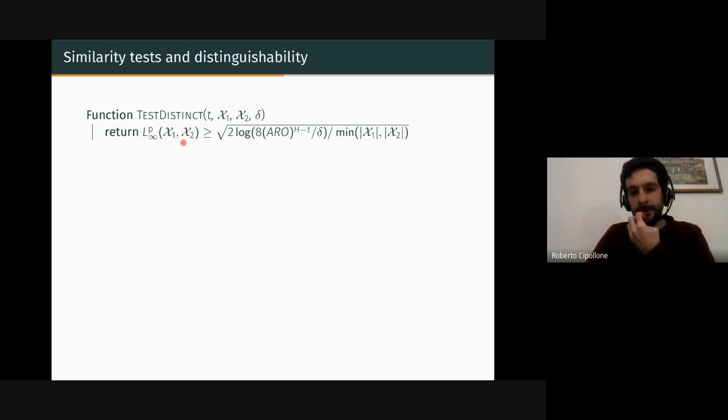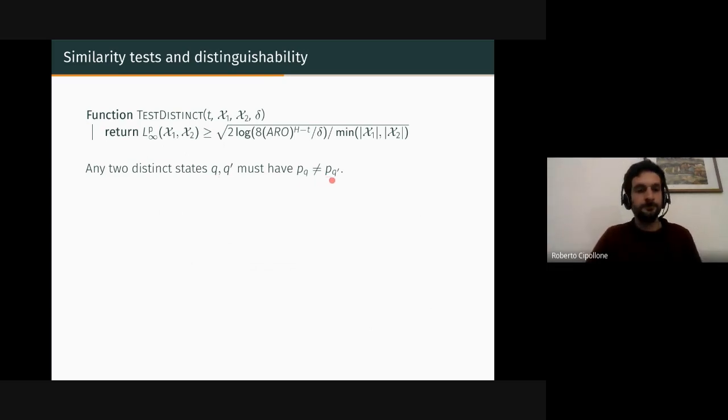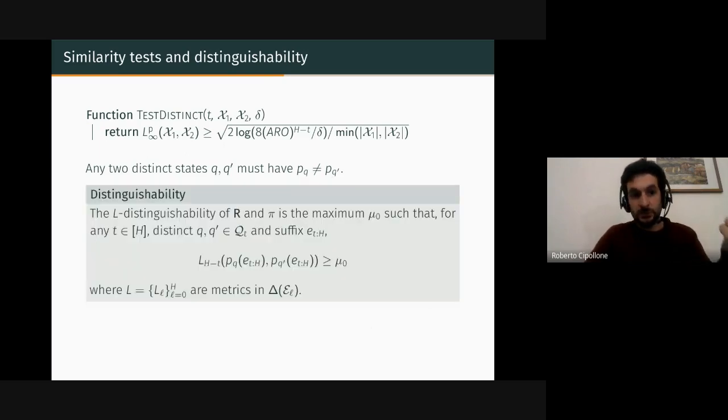So the test will compare the empirical distributions against this bound, but we need an assumption. So if two states in the RDP are distinct, we want them to look distinct in this distribution over suffixes. So if two states are different, they must have different distributions. That's why we add an assumption that is using a concept named distinguishability. This also comes from the automata learning literature, and it depends on the metric that we're using. For us, this will be the L infinity over prefixes.